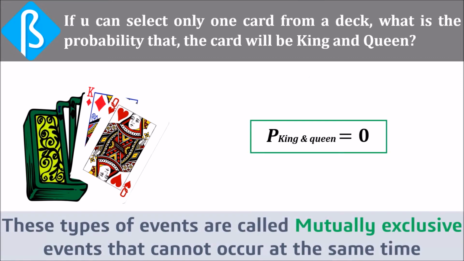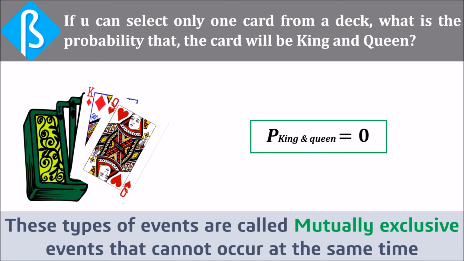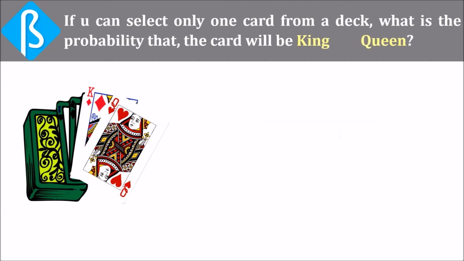These types of events are called mutually exclusive events that cannot occur at the same time. So, here the proper question would be, what is the probability that the card will be king or queen? Here we can follow the addition rule.